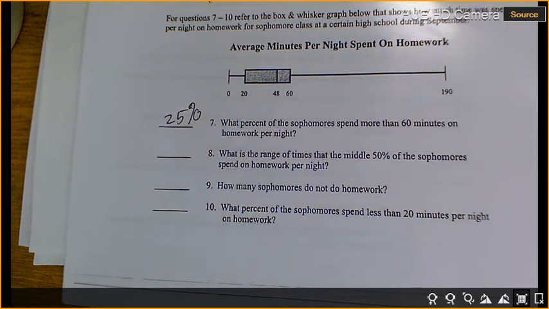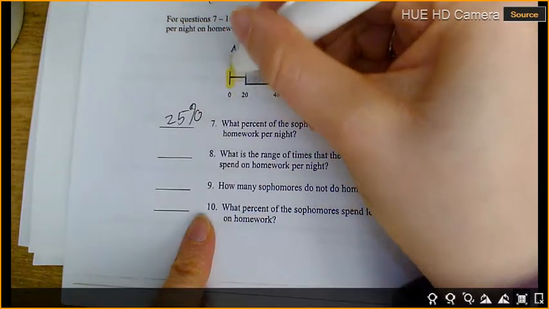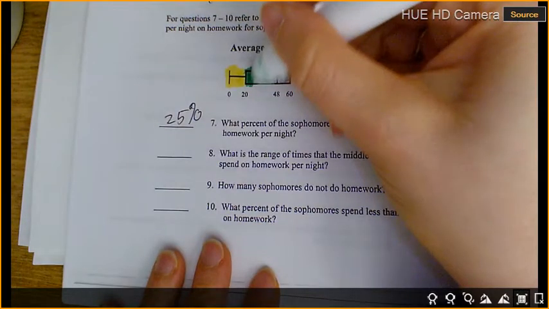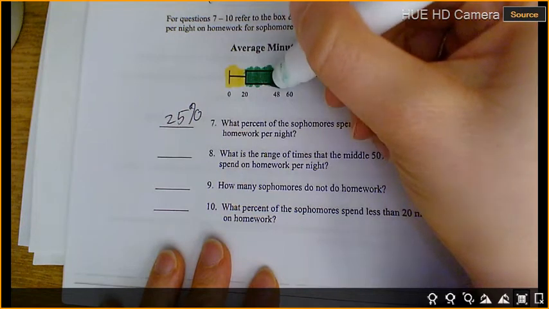Thank you. Okay. So I'm going to try to do this in colors, and I think this will make more sense. Right here, that's 25% of my data. Right here, that's another 25% of my data, right?